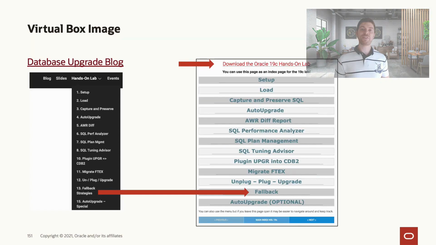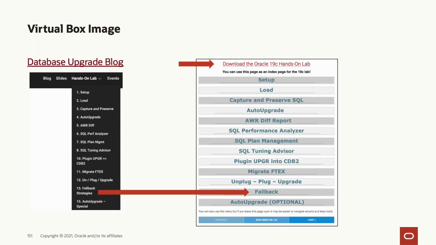If you go with the VirtualBox image, you can download it on the database upgrade blog. The link is available here. Then in this menu, you can open the fallback section to practice the fallback methods.